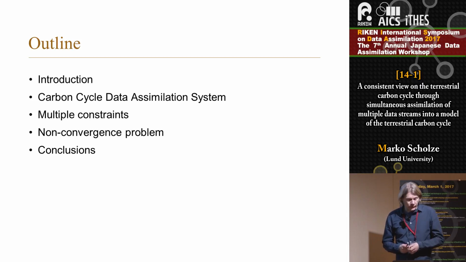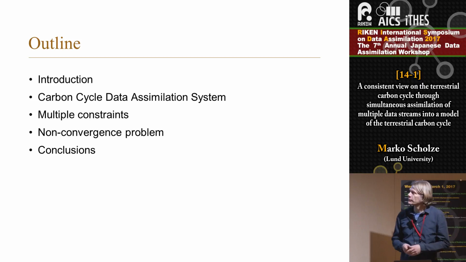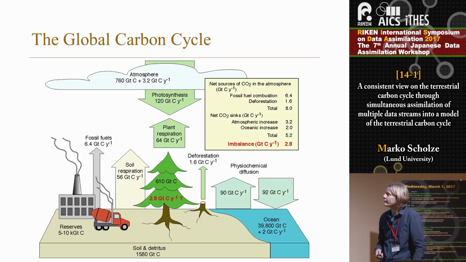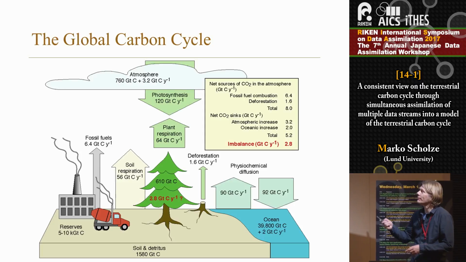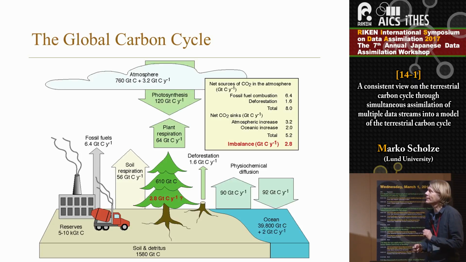Then I'll give some examples of multiple constraints on the carbon cycle using different kinds of observations, and a problem which we've seen quite frequently, this non-convergence problem, and what we think is a solution to it, and then conclude. Since this is a quite diverse audience here, I thought I'd bring up a sketch of the global carbon cycle, which is very simplistic, but you get the main idea. Essentially we have three components or compartments.